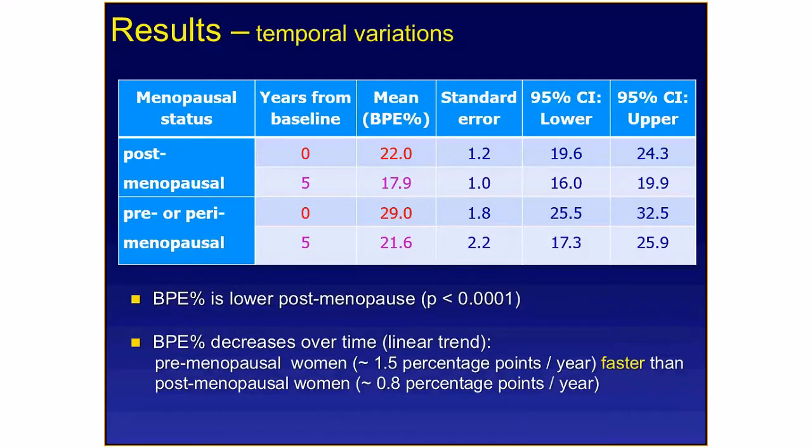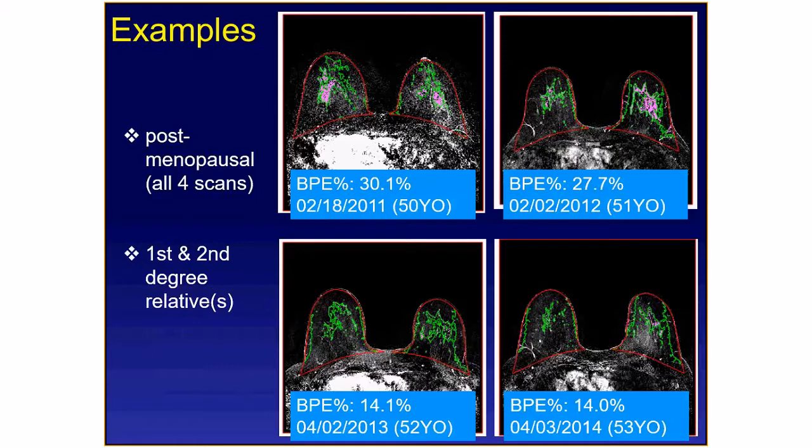So this table is very important. It shows we do a linear mixed effect model, looking at how the measures change from baseline at 0 years to 5 years later. We find the BPE decreases over time, no matter whether it's post-menopausal or pre-menopausal women. We find BPE is lower for post-menopausal women first, and then they all decrease over time. Actually, for different menopausal status, the rates are also different. This is an example showing a post-menopausal woman who has MRIs every year, 4 scans in all. We quantify those features, BPE, and you do see a decrease.